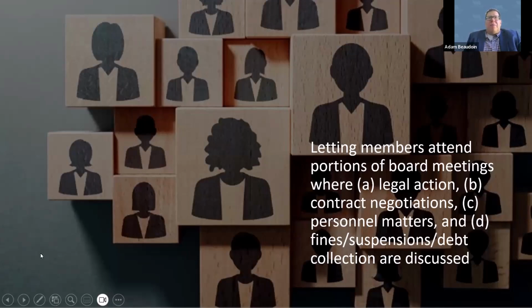So just remember the core four. Anytime you're talking about legal action, anytime you're in the middle of contract negotiations, personnel matters, whether hiring or firing people, or anytime you're talking about disciplinary or debt collection actions, members should not attend that. Even if your bylaws were to say members get to attend every board meeting, they don't. You get to go into what's called a closed session. It's very important that you do that.